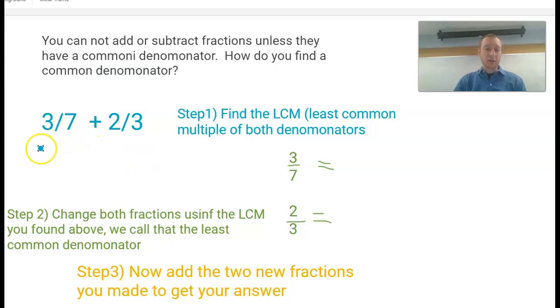What are the multiples of 7? I'll do it over here in red. We got 7, 14, 21, 28. Remember, when we're talking about multiples, we're skip counting. Right? When we're looking for that common denominator, we skip count.